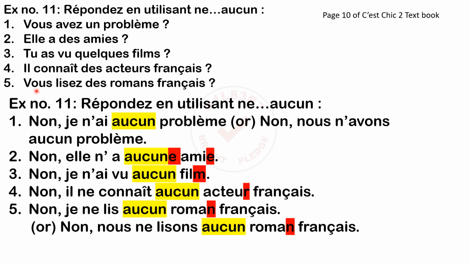And the last one, do you read French novels? You're replying and saying, no, je ne lis aucun roman français. I read no French novel. So here you are cutting off the s from the noun roman. Similarly, you can also reply with nous, as I said, but remember that you have to make the required changes.